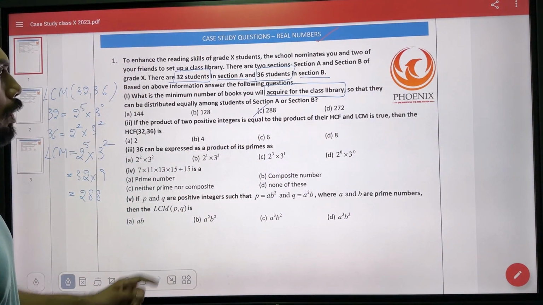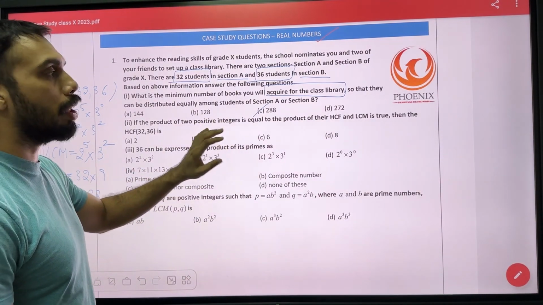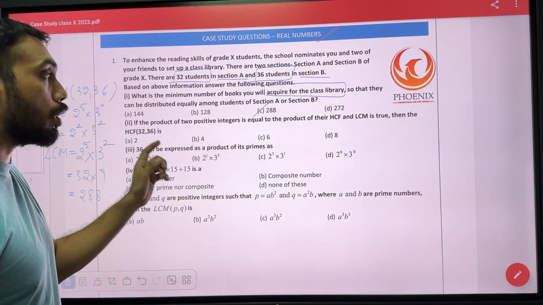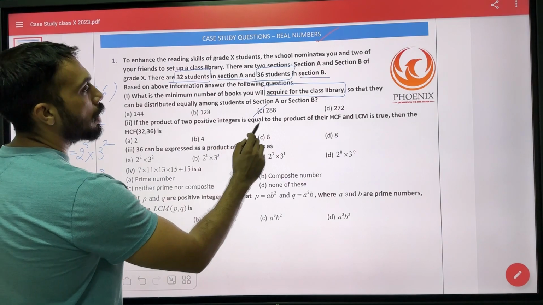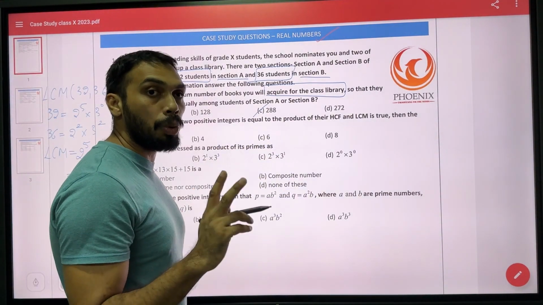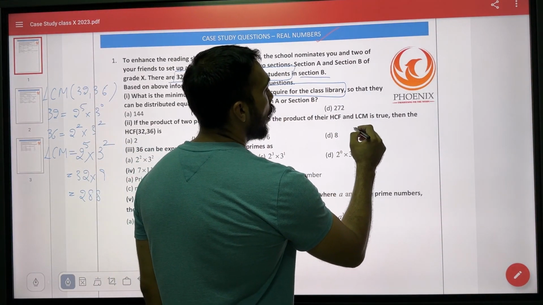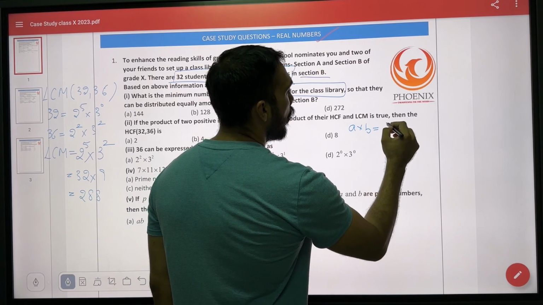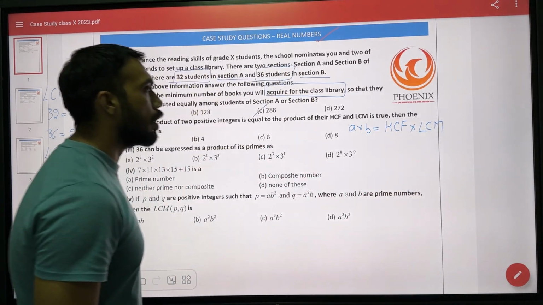Now let's move on to the second part. Again, if you have not tried the second part of the question, first pause the video, try to solve the question on your own and then look for the solution. So the product of 2 positive integers is equal to the product of HCF and LCM. This is a common property satisfied by 2 positive integers, not by 3. Make sure to note this thing. So the product of 2 integers A into B is the same as the product of their HCF and LCM. So this is the condition.